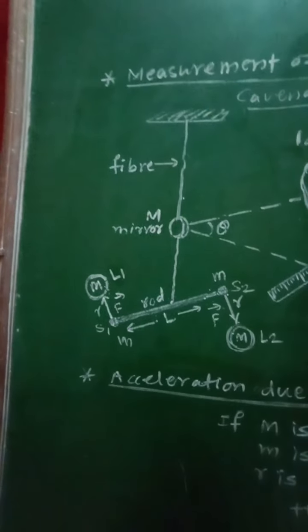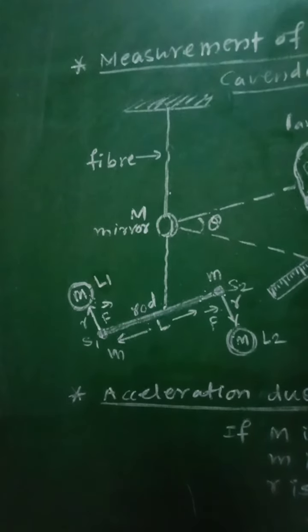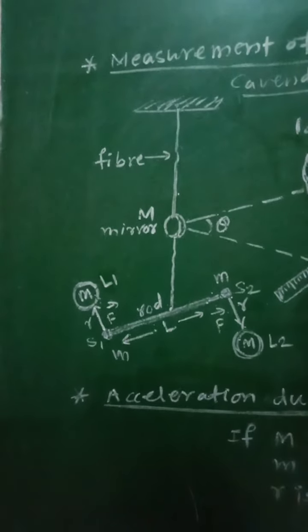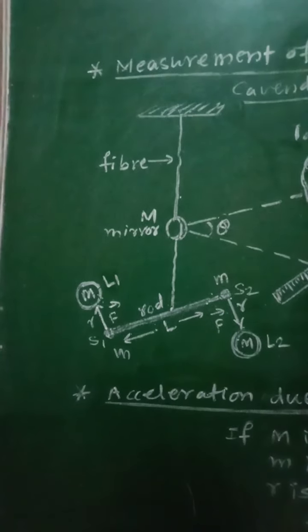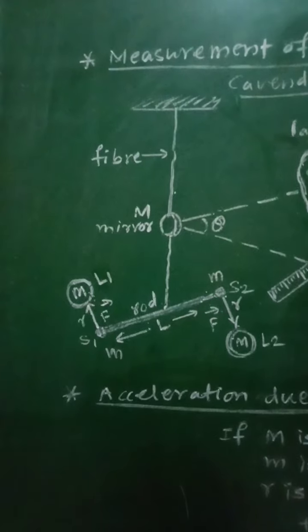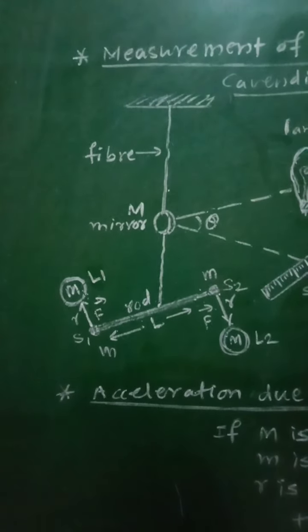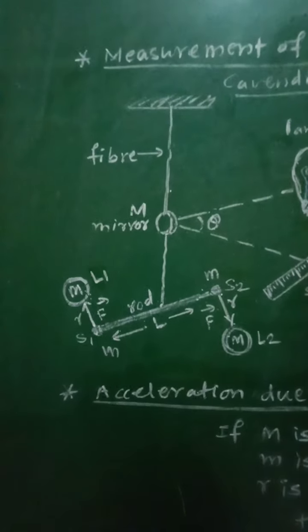Due to this torque acting on that bar, it will turn, and hence the suspension wire will get twisted till the restoring torque due to the elastic property of the wire becomes equal to the gravitational torque.